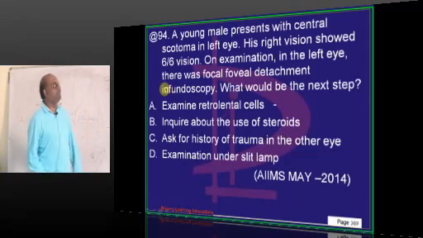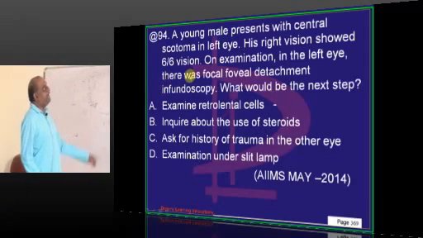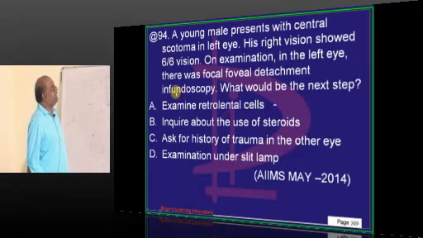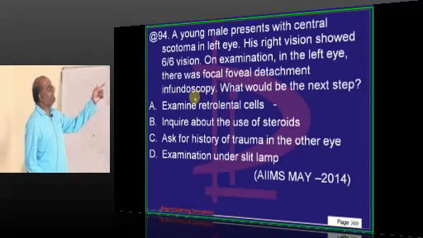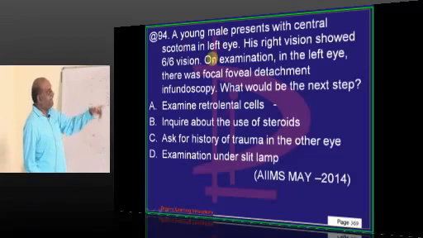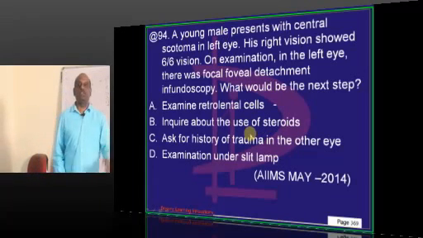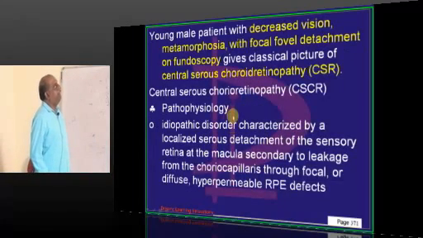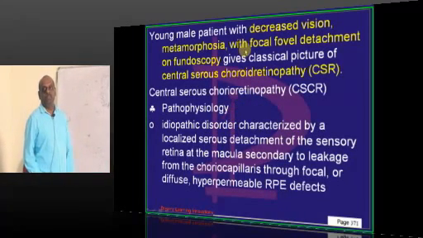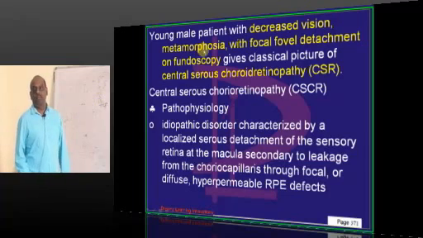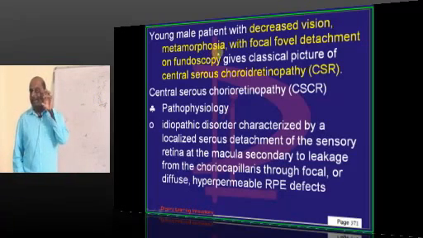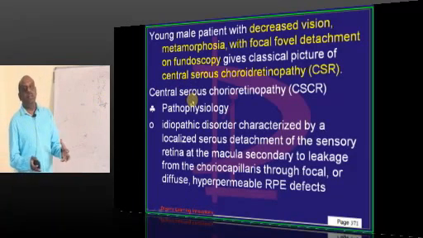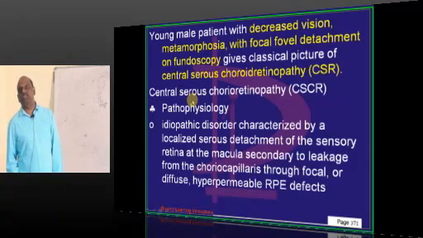There is a central scotoma and his right vision showed 6/6 vision, and the left eye there was a focal foveal detachment in fundoscopy in a young individual. What is your next step you want to do? Classical question. Basically, there is a decreased vision, metamorphopsia, focal foveal detachment of the retina on fundoscopy. They all combined. What is your diagnosis?